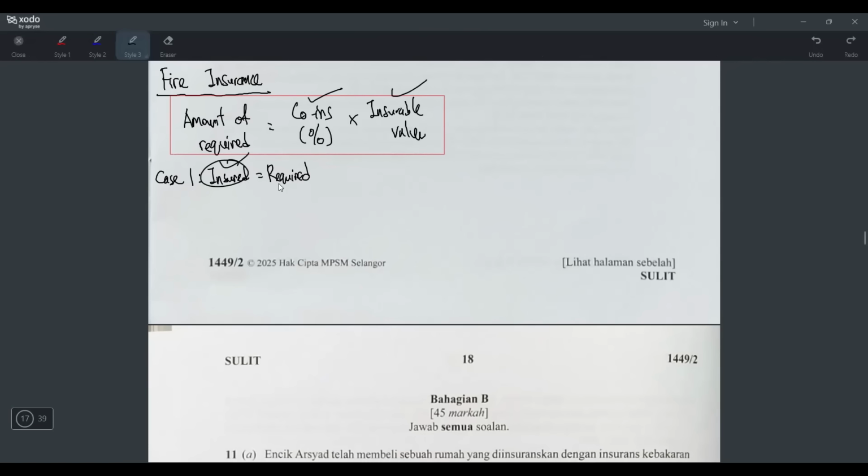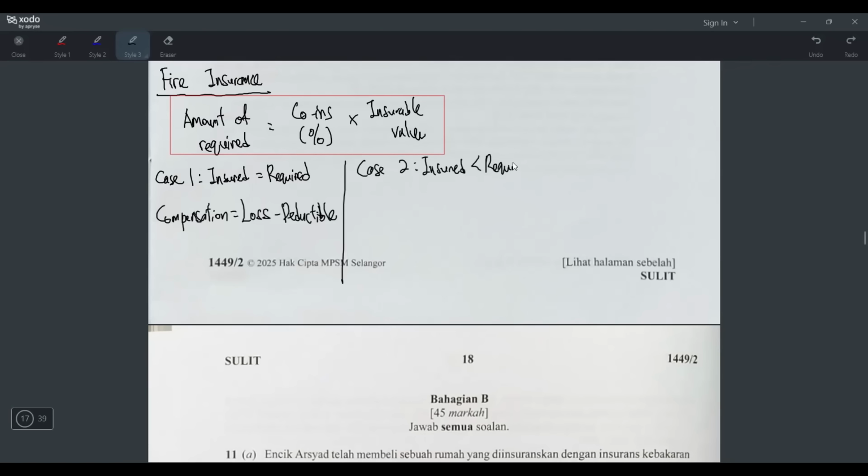If the insured and required is the same exact amount, that means it's case 1. And for case 1, how do you calculate the compensation? You will just take the loss minus deductible. That's it. That's all. Very simple. Just loss minus deductible. Okay, that's case 1.